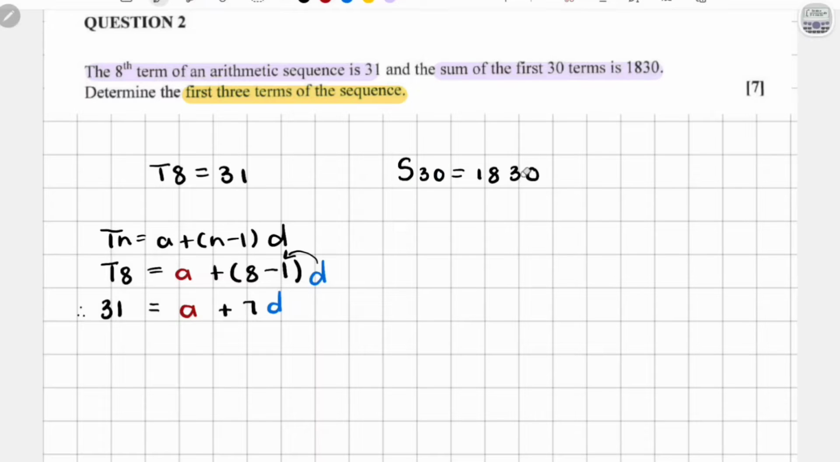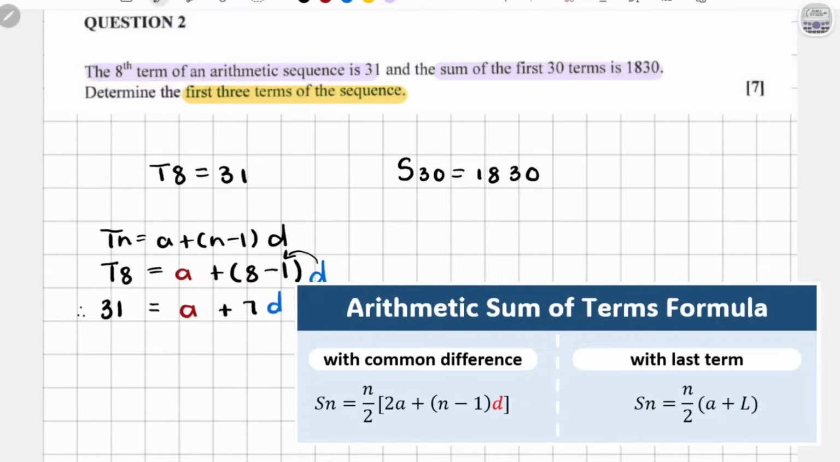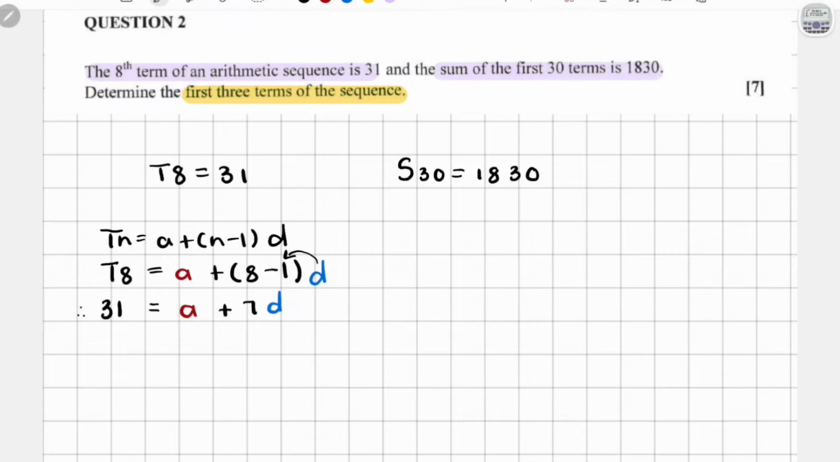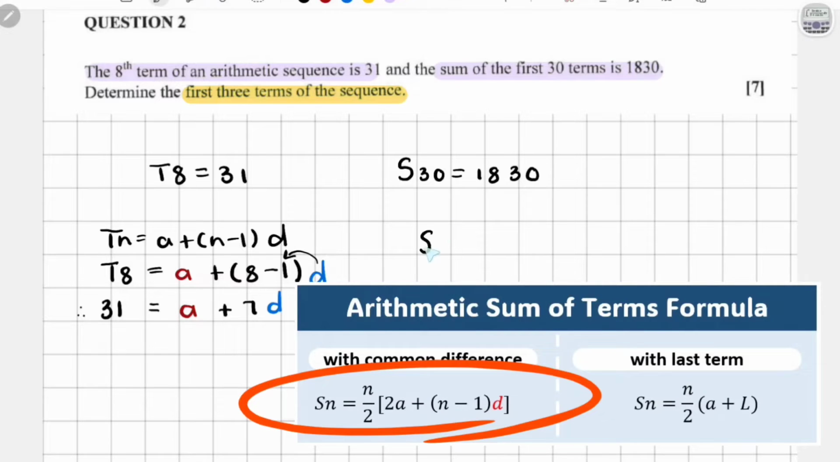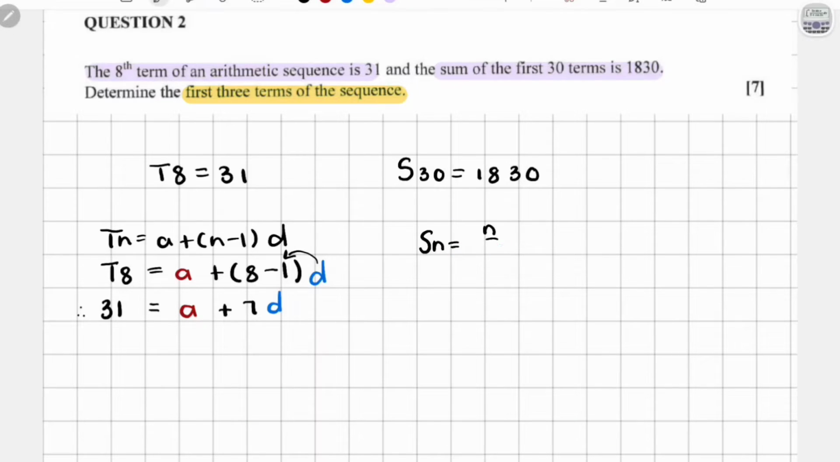So this one says the sum of 30 terms. So we need to use the sum formula of an arithmetic pattern. Remember that there are two formulas. But because we don't know what the last term is, we know this is the sum of 30 terms, all right? This said the 8th term, not the 30th term. So we don't know what the last term is, so we are going to use the other formula instead. So that is Sn is equal to n over 2, open bracket, 2a plus n minus 1 multiplied by d.